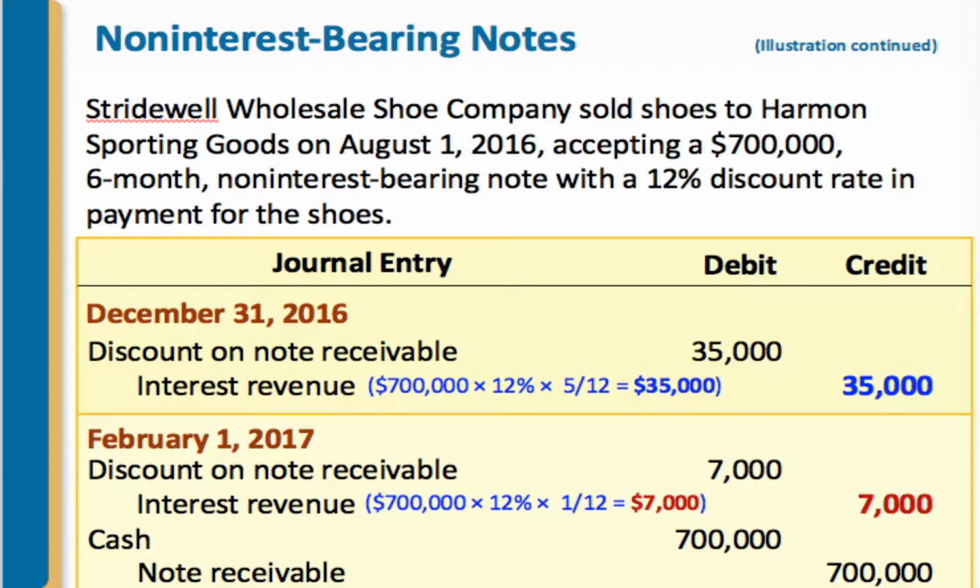Then on February 1st, 2017, Stridewell records the interest revenue as a debit to discount on note receivable and credits interest revenue for $7,000. This is the portion of the interest earned during the month of January. And the face amount of note receivable collected is recorded as a debit to cash and a credit to note receivable for $700,000. In the December 31st, 2016 balance sheet, the note receivable is shown at $693,000. This is the face amount of $700,000 minus the remaining discount of $7,000.